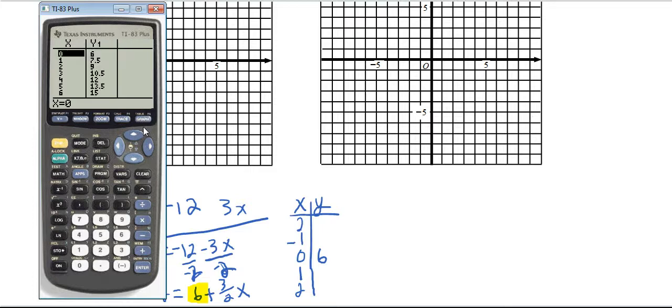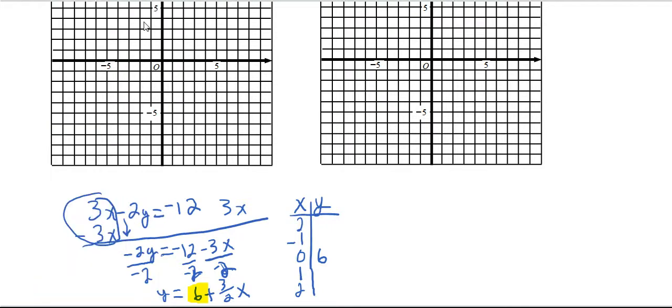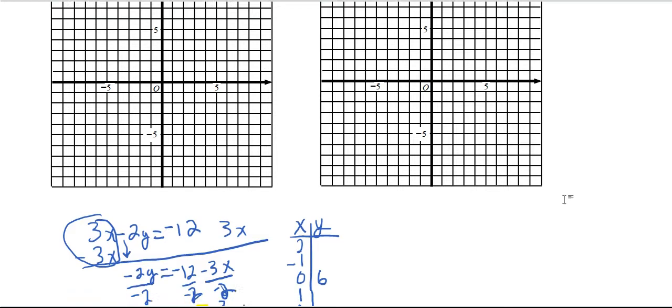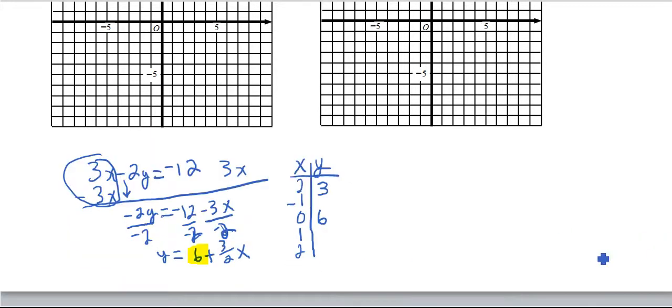So now I can look at my table, and I find that negative 2 is 3, and negative 1 is 4.5. That's going to be a little difficult to plot. 1 would be 7.5. That will be difficult to plot, but 2 and 9 will be able to plot.